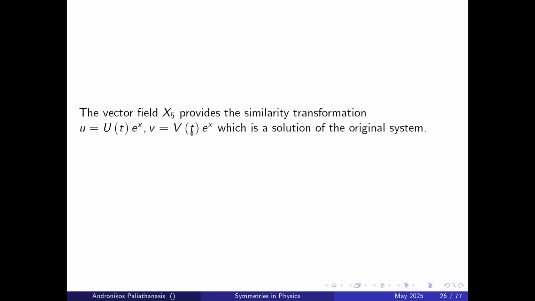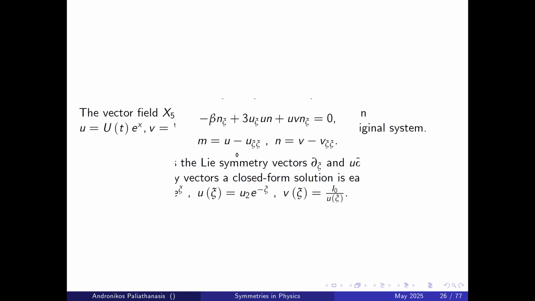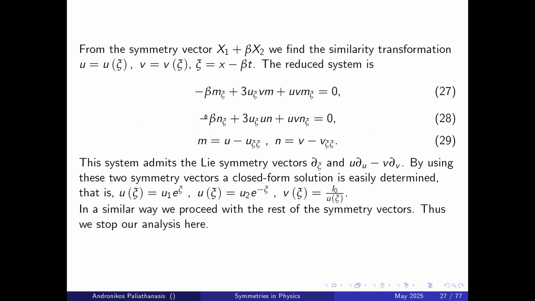The vector field x5 provides a similarity transformation, and this solution with this transformation is actually always a solution of the original system. That's a nice observation. Now, from the vector field x1 plus beta x2, we find the similarity transformation for u, v, which is this one, and the reduced system is this one.